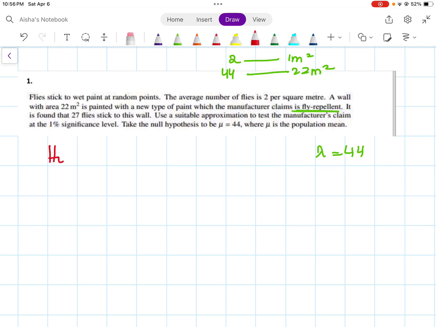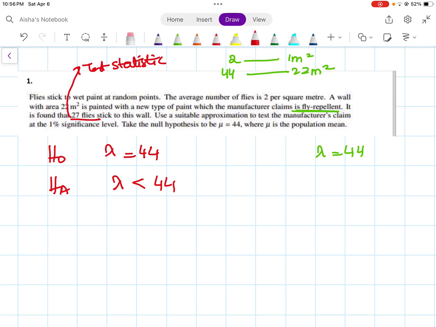That means you can say if null hypothesis, your lambda value is 44. Fly repellent means that fewer than 44 flies will stick to the wall. It is found that 27 flies stick to this wall. This 27 is my test statistic.